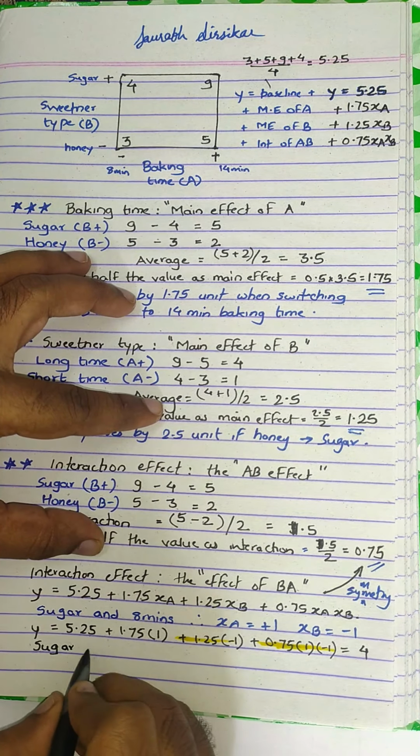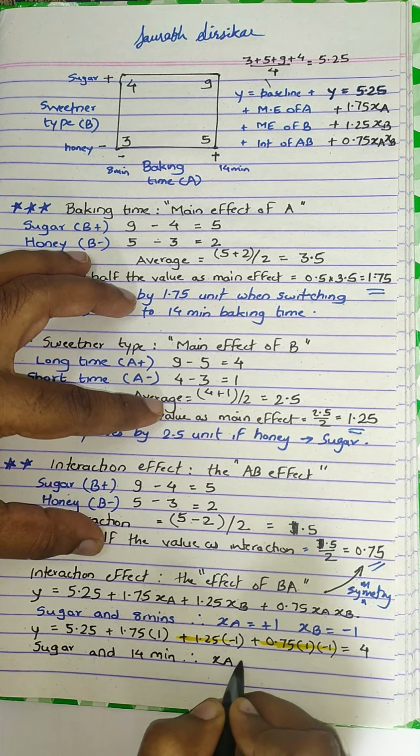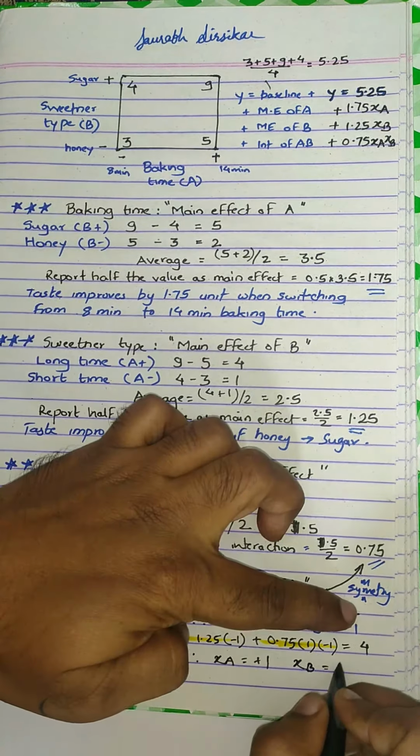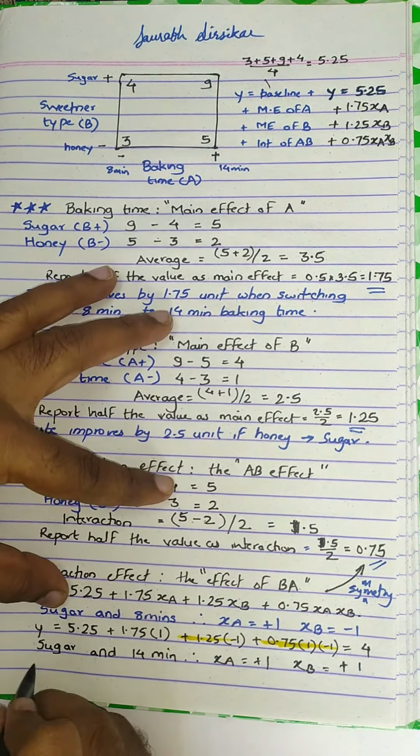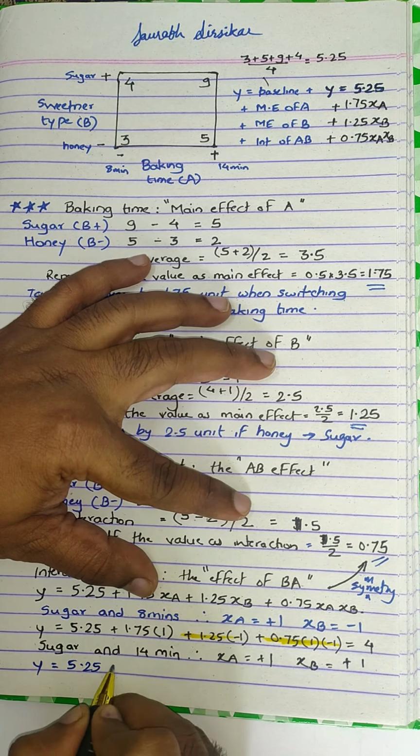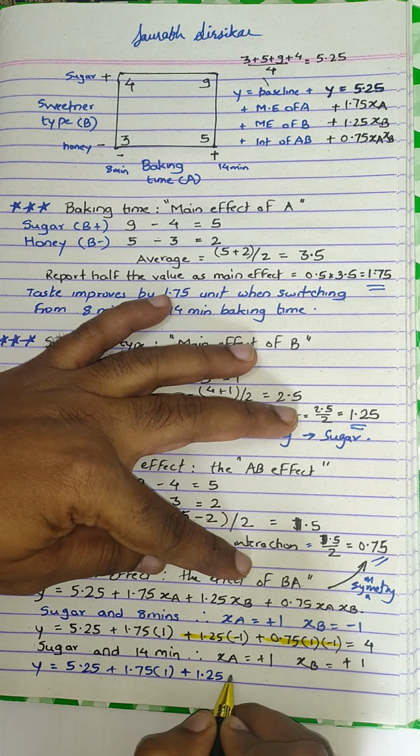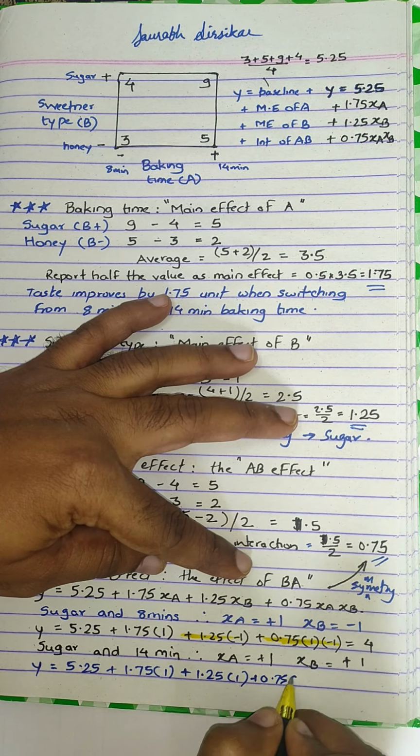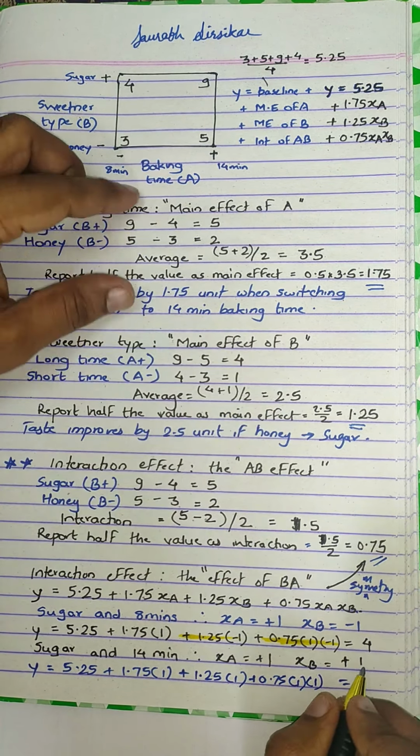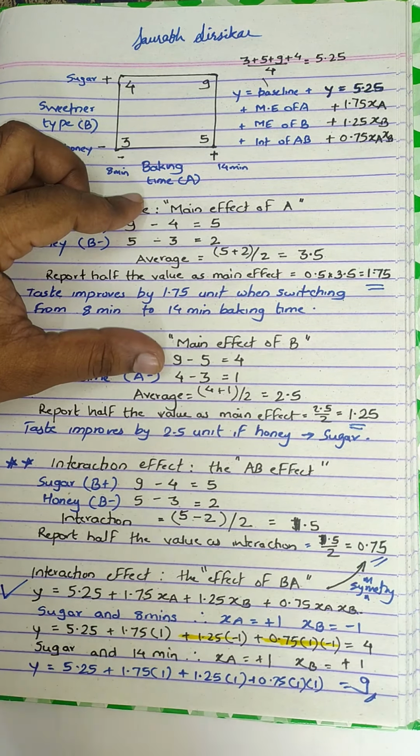Try it again, but using a baking time of 14 minutes and sugar as a sweetener. So now XA and XB will be equal to plus 1. Now our prediction is 5.25 plus an additional 1.75 for the baking time plus 1.25 for using sugar, and now the interaction works in our favor by adding 0.75 units for the taste. This gets us to a cumulative of 9 points.